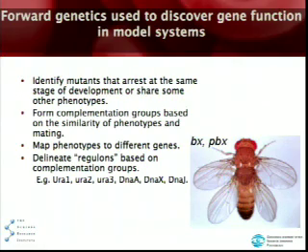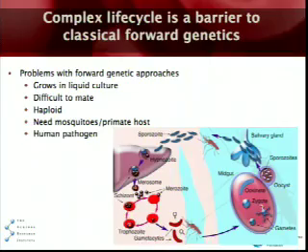And the classic way for doing forward genetics is you identify mutants that can't grow, and you can then characterize them based on a set of phenotypes that they share. You can create complementation groups based on the similarity of your phenotypes. You can map phenotypes to different genes, and this allows you to delineate regulons, that are sets of genes that are all involved in a particular process. Well, you can't really do that very effectively in malaria parasites. For one thing, they grow primarily in liquid culture, so you can't really get nice clones. And you can't really mate falciparum malaria parasites because you actually need a chimpanzee host in order to do that.